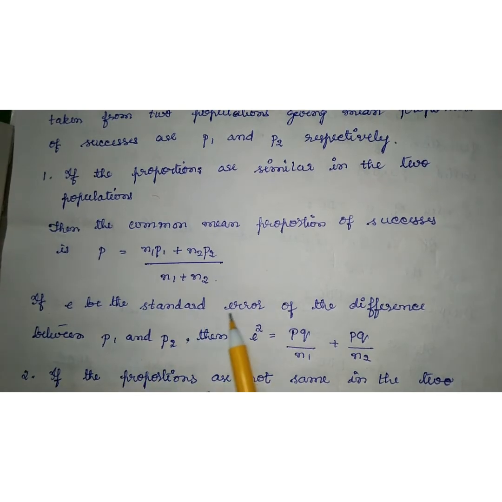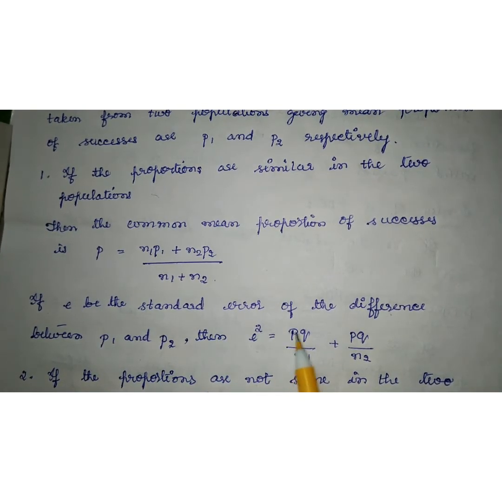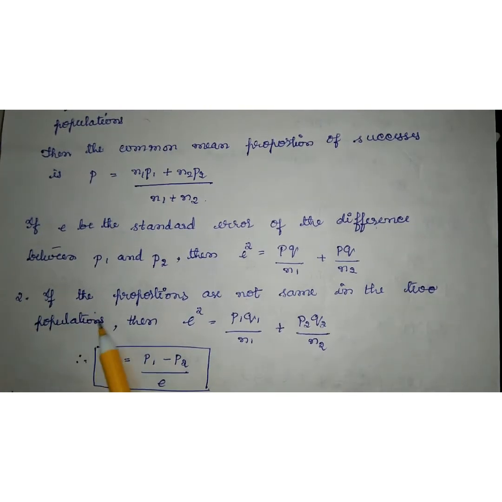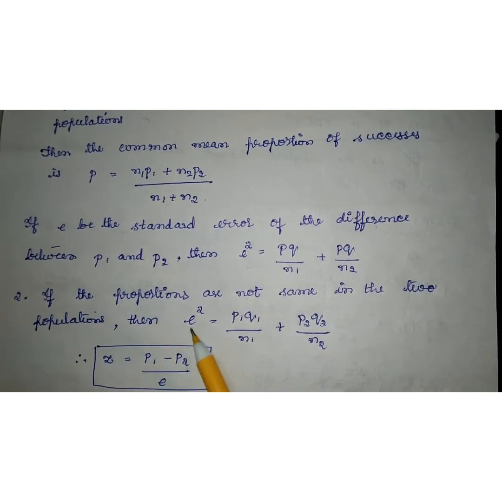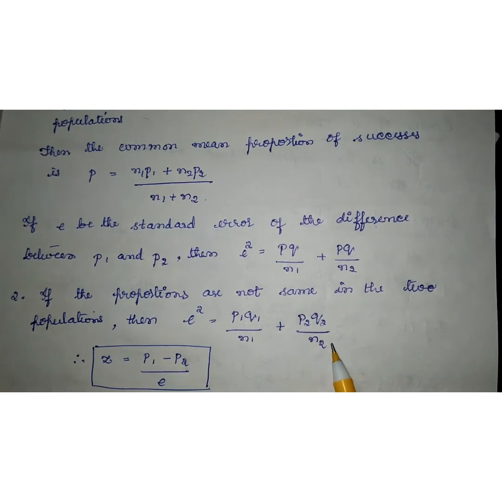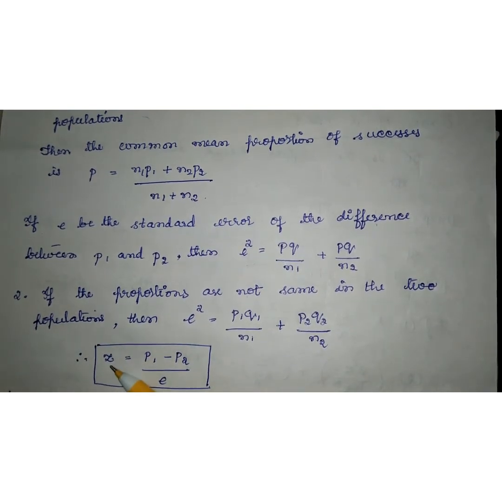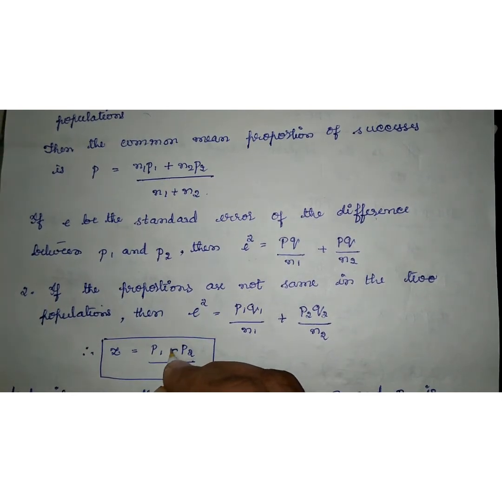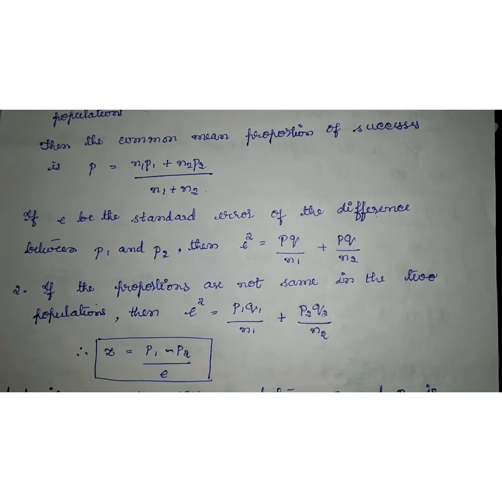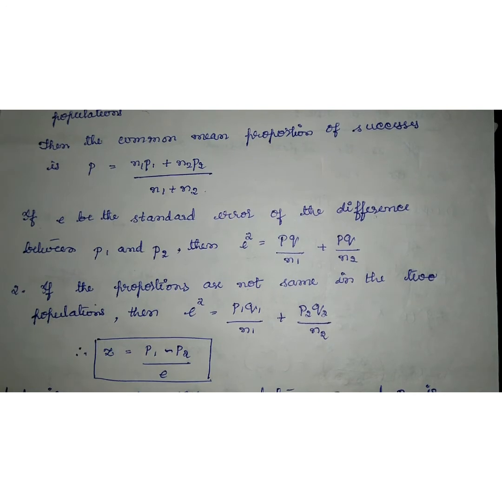If E is the standard error of the difference between p1 and p2, then E square equals PQ by n1 plus PQ by n2. If the proportions are not the same in the two populations, then E square equals p1 q1 by n1 plus p2 q2 by n2. Then we find Z equal to p1 minus p2, or p2 minus p1. It is nothing but the difference between p1 and p2.